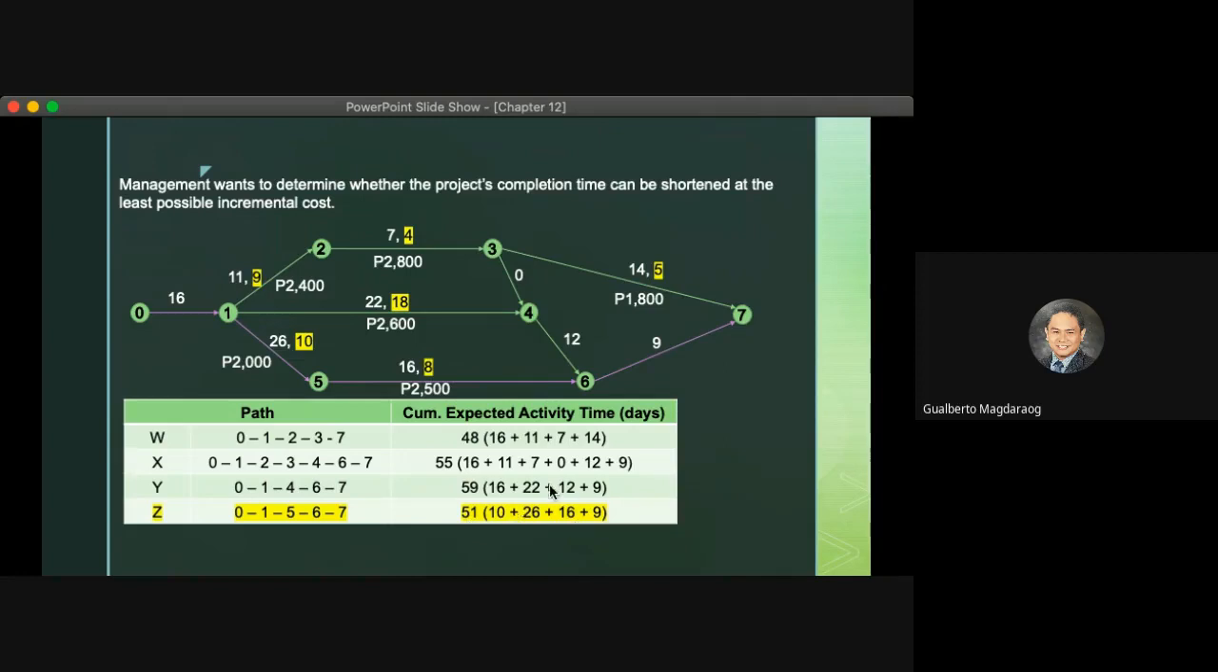Oh, I wasn't able to change it. Hold on, let me change it.